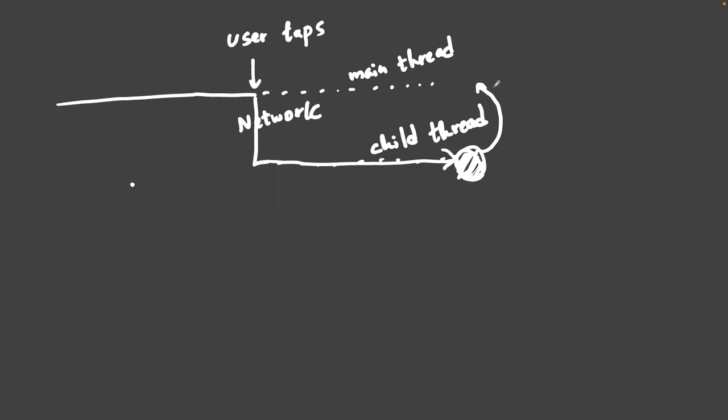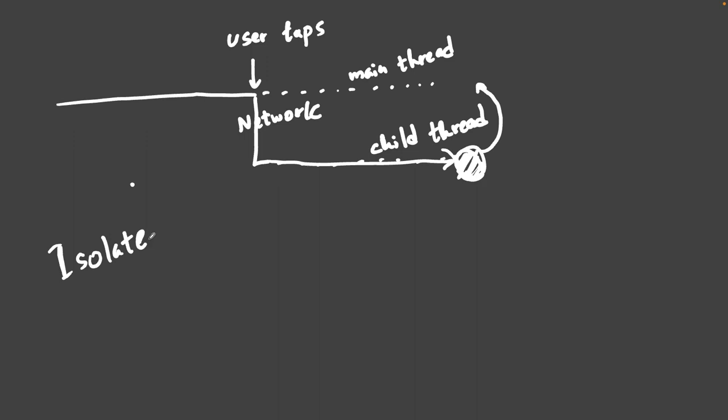But in Flutter, we have the same concept of running 2 or 3 threads. But we don't have something called a main thread and a child thread, where the main thread has something to do with the child thread. We don't have that feature in Flutter. In Flutter, what we have is something called an isolate.